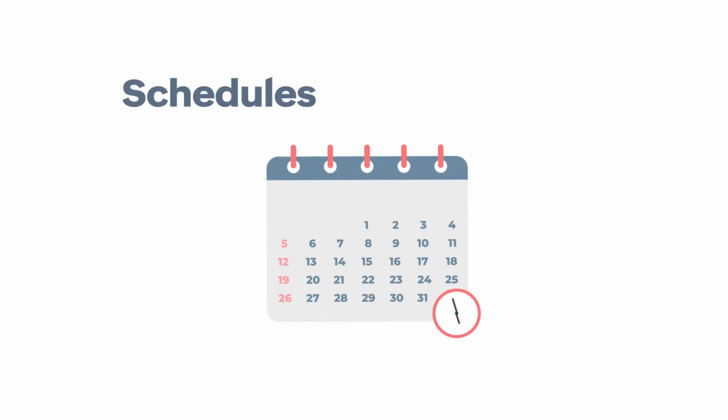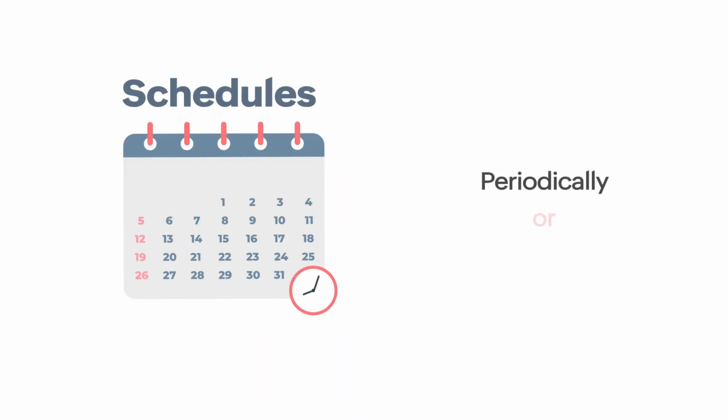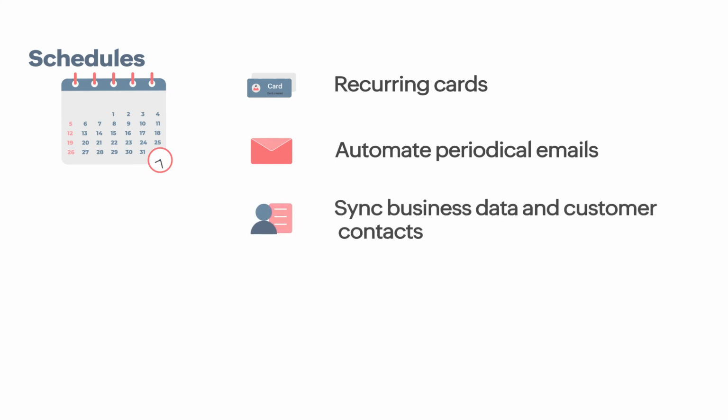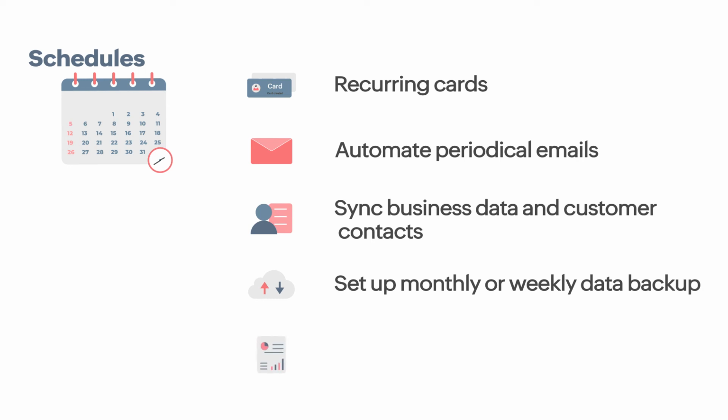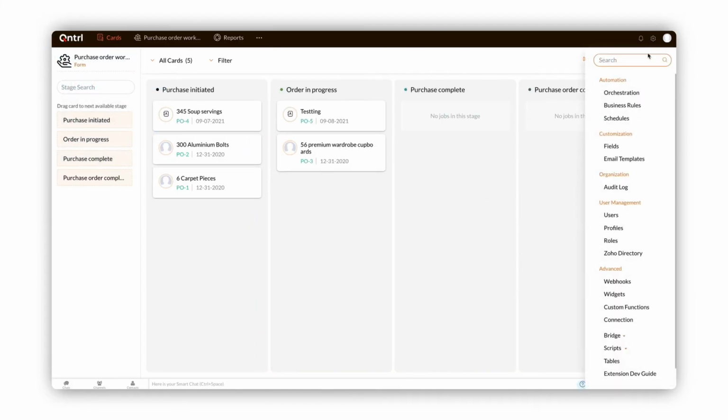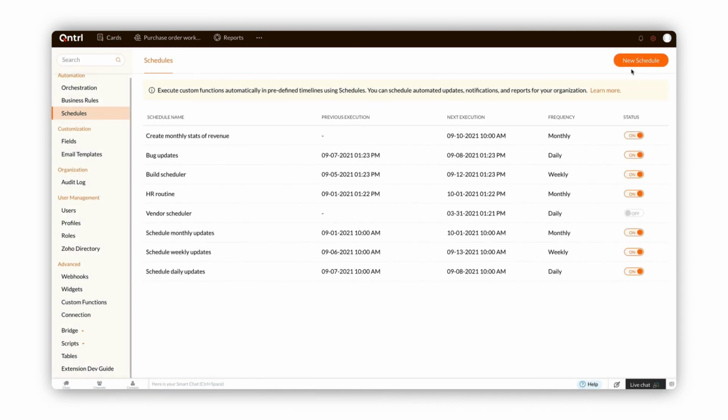Schedules can be used when you want to trigger custom functions periodically or at defined intervals. Zilker uses this to schedule recurring cards, automate periodical emails, sync business data and customer contacts, set up monthly or weekly data backups, and get daily or weekly stats and reports without any manual intervention. To do so, navigate to the Settings icon, select Schedules, and click the New Schedule button.